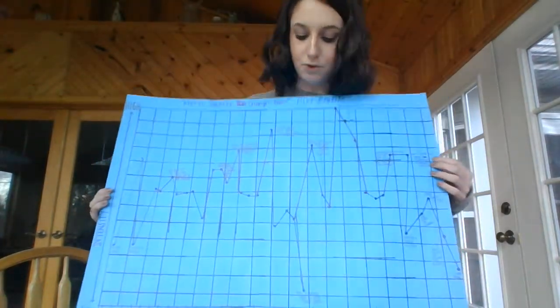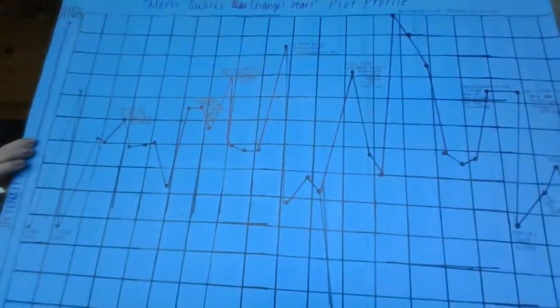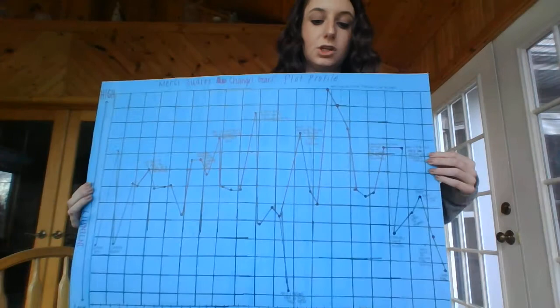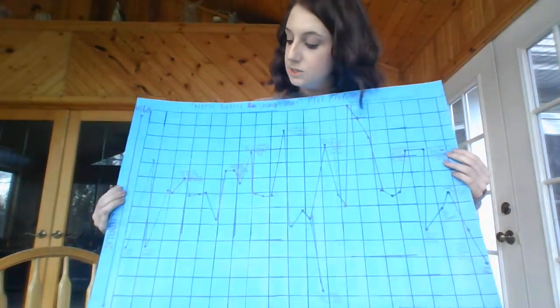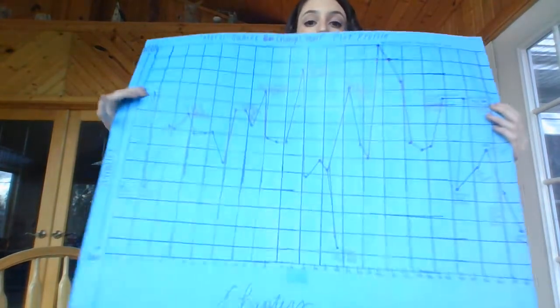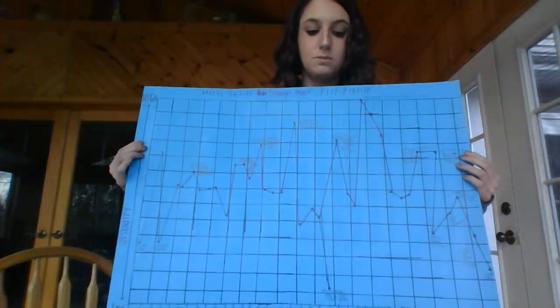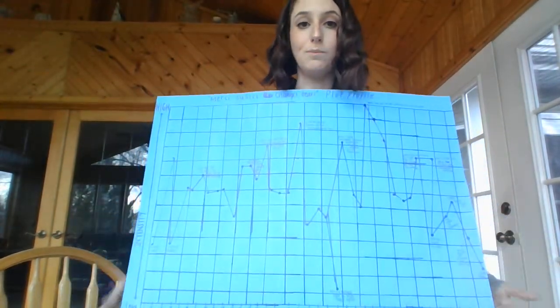So I have plot profiles, and this is how it should look at the end of reading the entire book. Usually these are used with a novel or chapter book, and it just examines how the plot of the book has progressed and how the plot can really affect the book's meaning. This is very important because students are able to comprehend the story better.